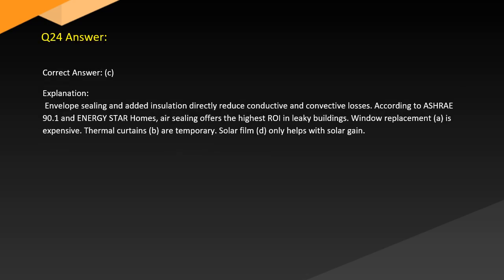Answer. Correct answer: C. Explanation. Envelope sealing and added insulation directly reduce conductive and convective losses. According to ASHRAE 90.1 and Energy Star Homes, air sealing offers the highest ROI in leaky buildings. Window replacement, A, is expensive. Thermal curtains, B, are temporary. Solar film, D, only helps with solar gain.